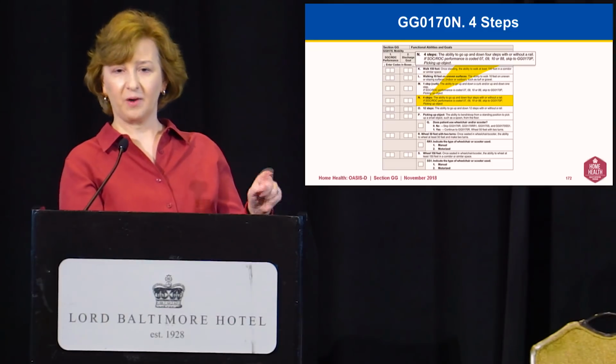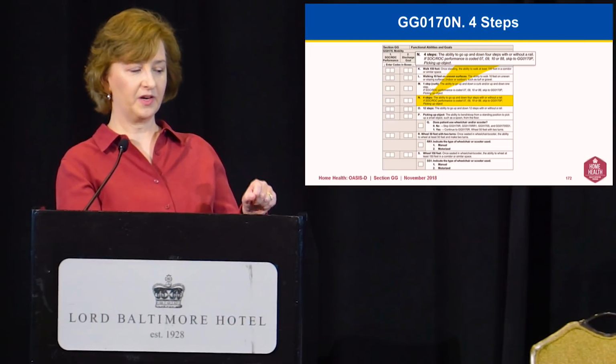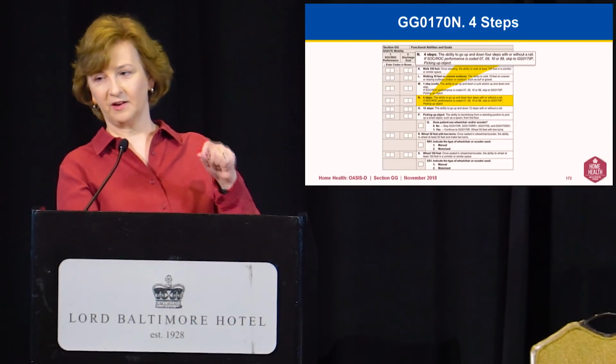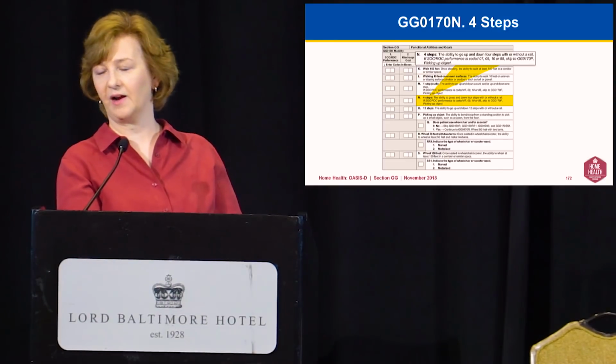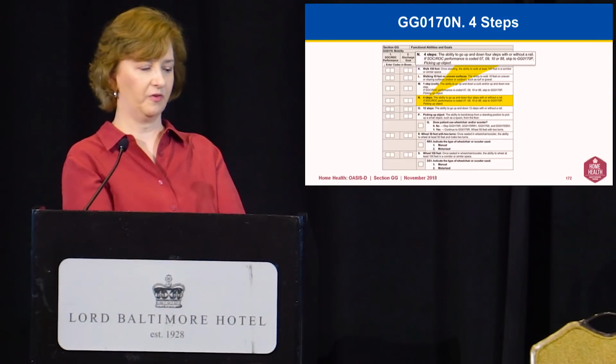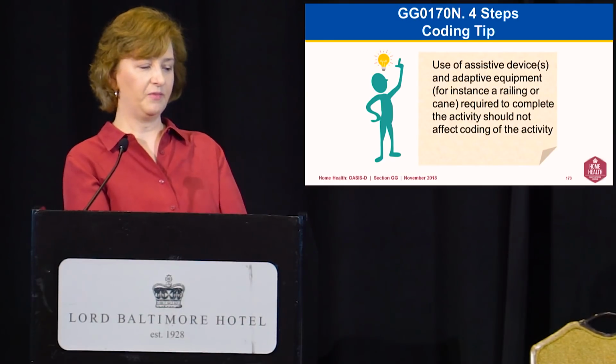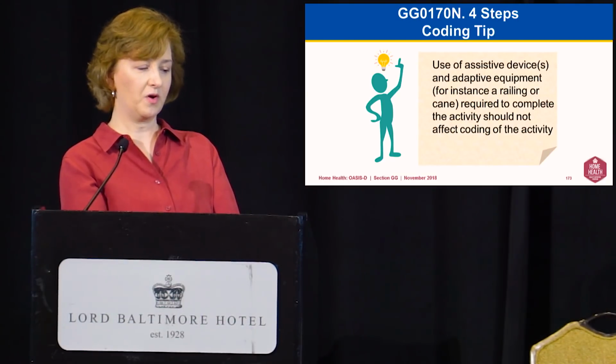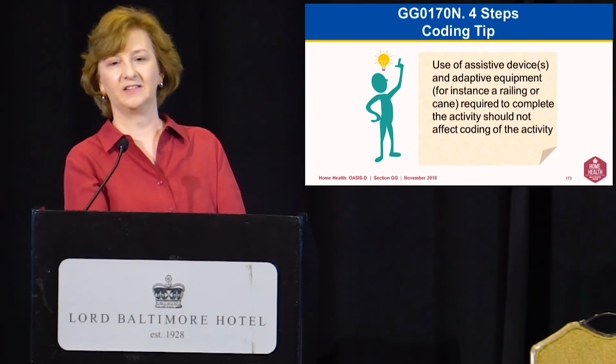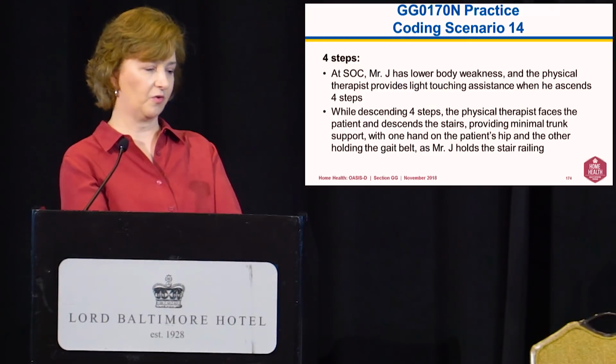So as with the prior item, there is a skip pattern here. If somebody cannot go up and down 4 steps, we're going to assume they cannot go up and down 12 steps, and you skip over that item. Coding tip: use of assistive device and adaptive equipment, for example, railing or a cane, required to complete the activity, do not increase or decrease the score.